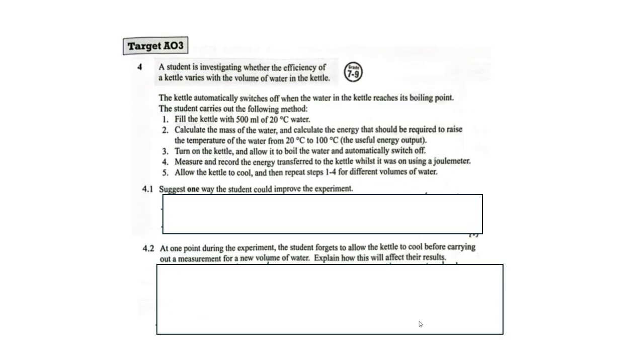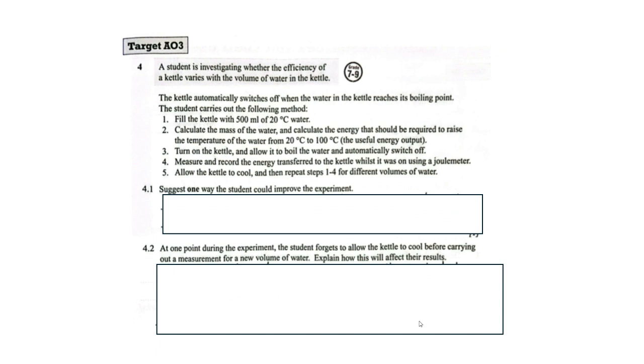A student is investigating whether the efficiency of a kettle varies with the volume of water in the kettle. The kettle automatically switches off when the water in the kettle reaches its boiling point, which is 100 degrees Celsius. The student carries out the following method. They fill the kettle with 500 milliliters of 20-degree water, calculate the mass of the water, and calculate the energy that should be required to raise the temperature of the water from 20 to 100. That's the useful energy output.